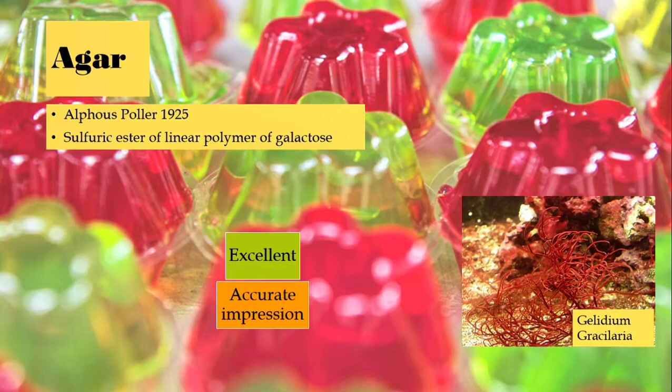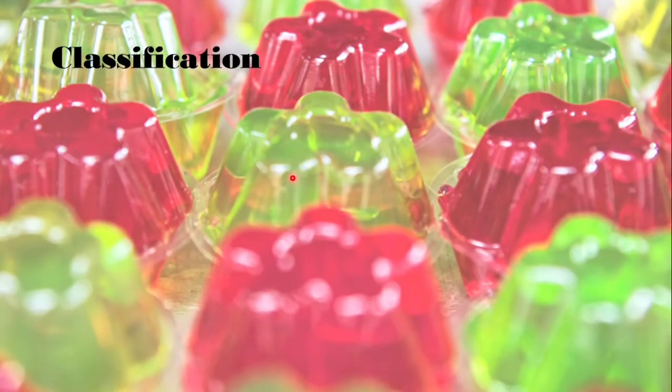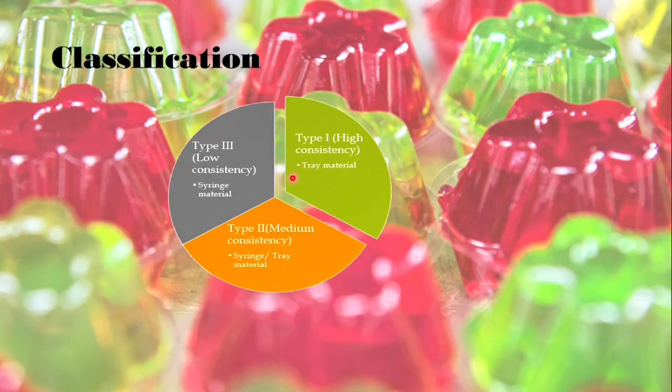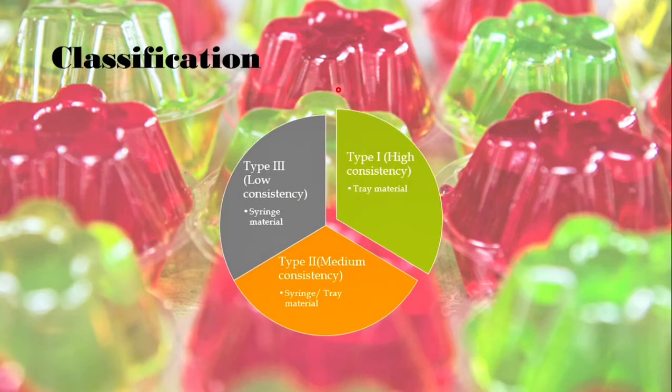So it is classified into three types based on its consistency. Type 1 is high consistency, which is tray material, so it is more viscous and has to be used only as a tray material. Then type 2 is of medium consistency, so it is like an intermediate between the other two consistencies and can be used either as a tray material or as a syringe material. The final type, type 3, is of low consistency, so it can only be used as a syringe material as it has more flow and is less viscous.